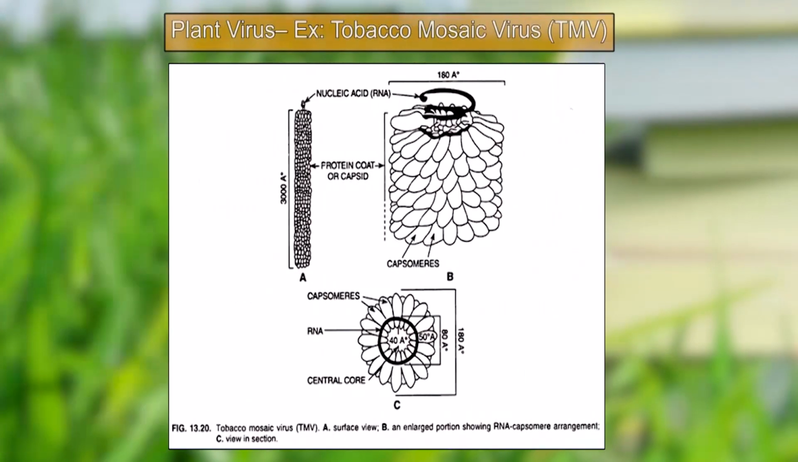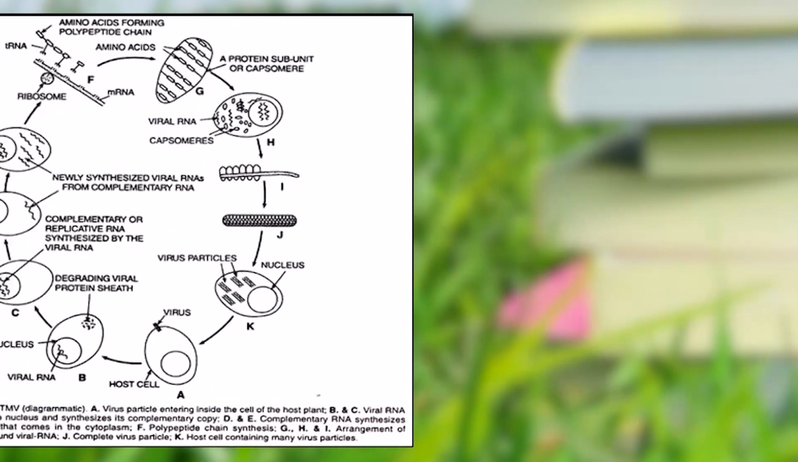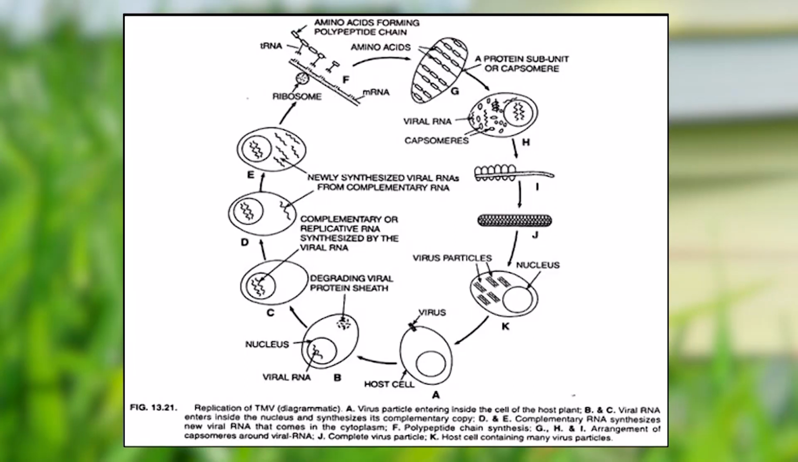So this is the structure of the TMV virus, which shows in enlarged form the arrangement of the capsomeres, that is the capsid, and the RNA is arranged spirally within the capsomere. The capsomere here is also spiral. Now lastly, let's see the life cycle of the TMV virus, that is the replication cycle.